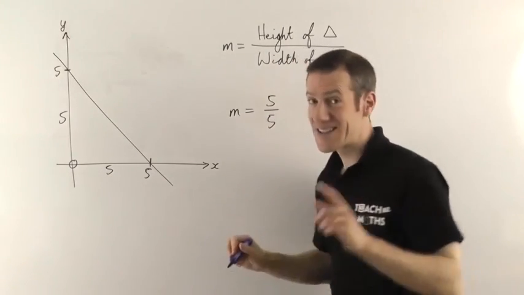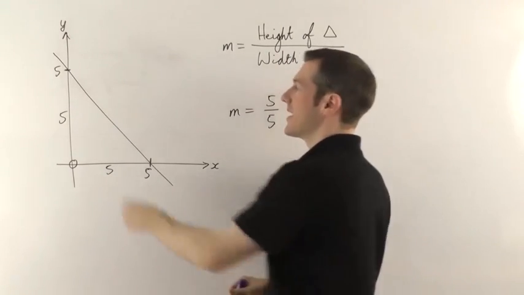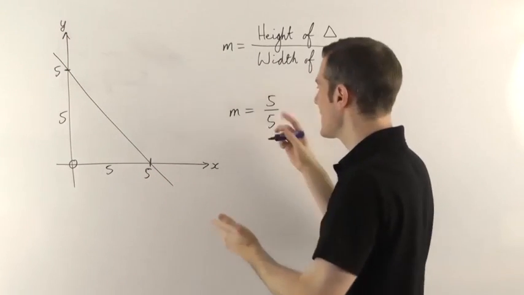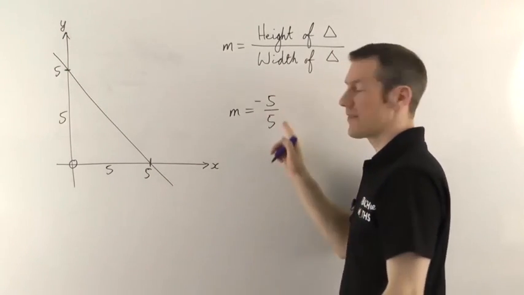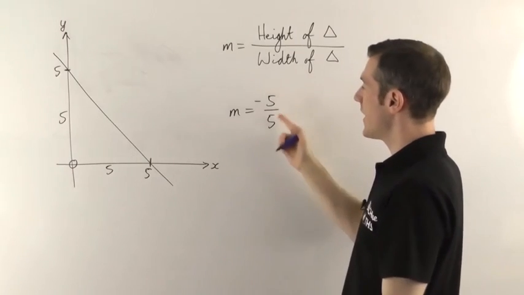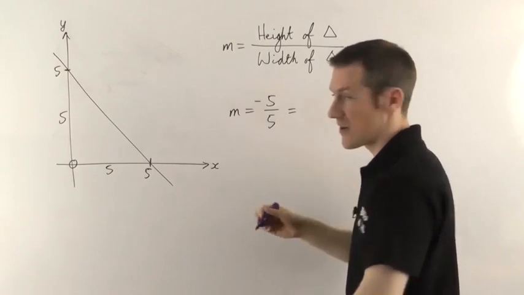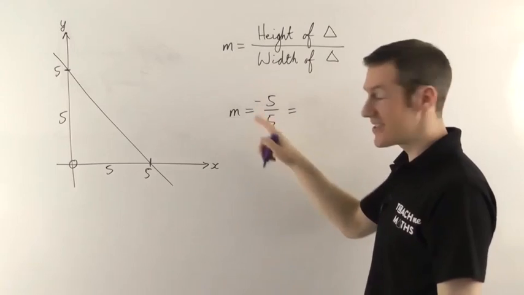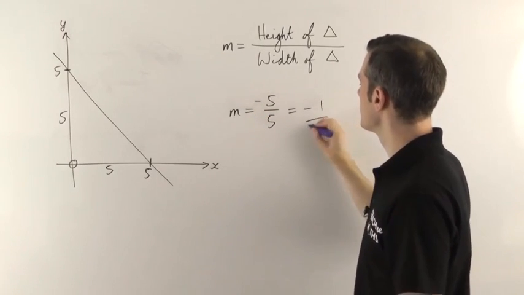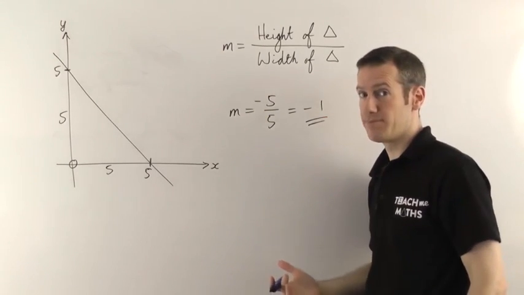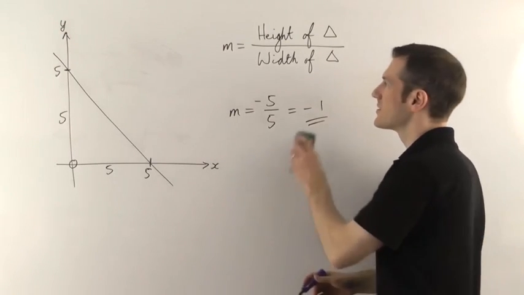also 5, except, and this is where you need to be very careful, it's going downhill. So your answer here is going to be negative, whatever that works out to be. So 5 divided by 5 is 1, and it's negative, so your gradient for this line is going to be minus 1. Alright, so let's try one more.